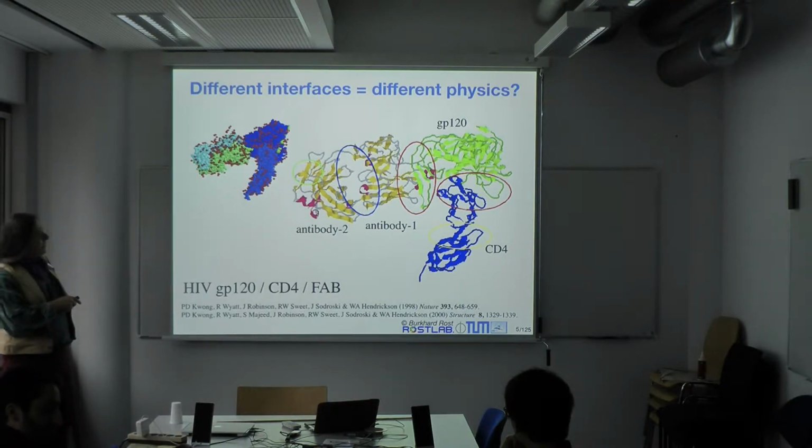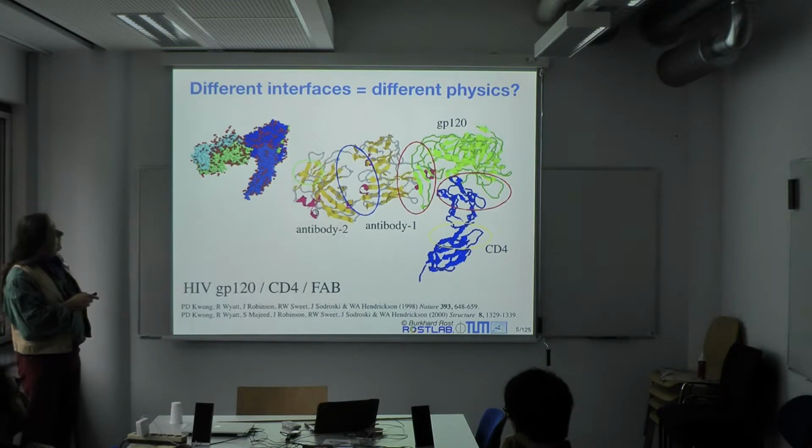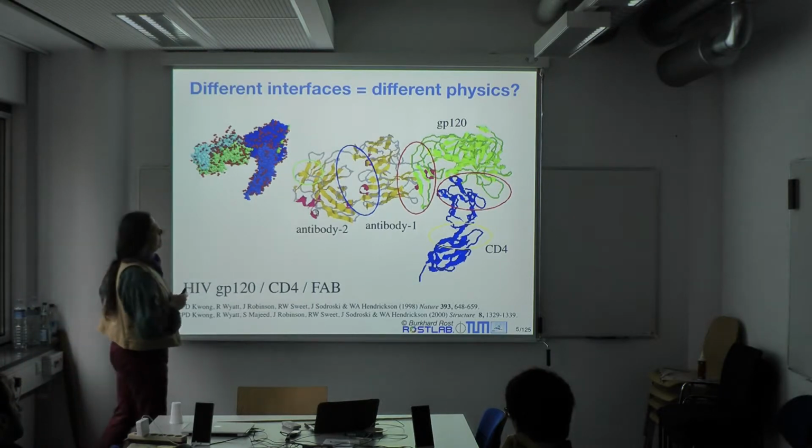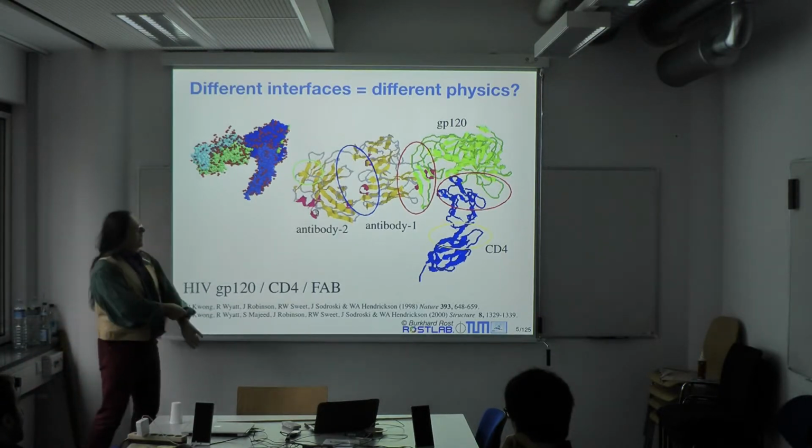This was a very important structure determined by Wayne Hendrickson 14 years ago. It is complexed, meaning binding, to antibodies here, 1, 2, and to CD4, which has two different regions here. It's this elongated protein here. The biology of this binding is very important.